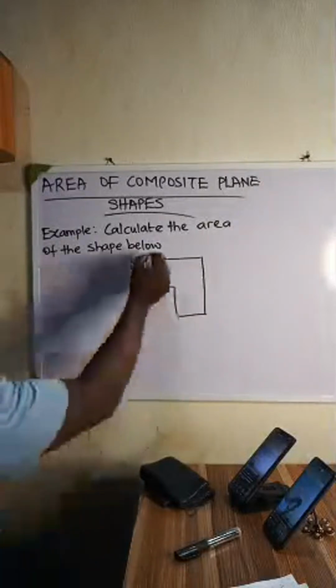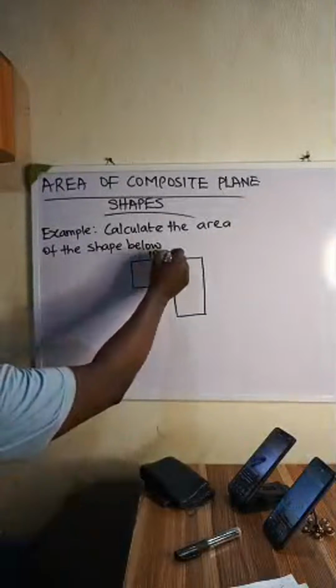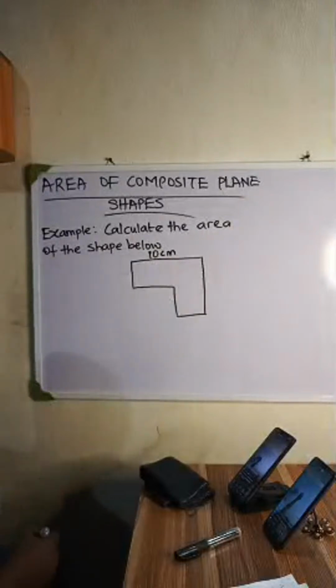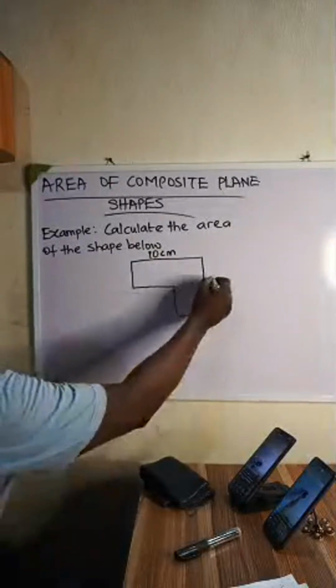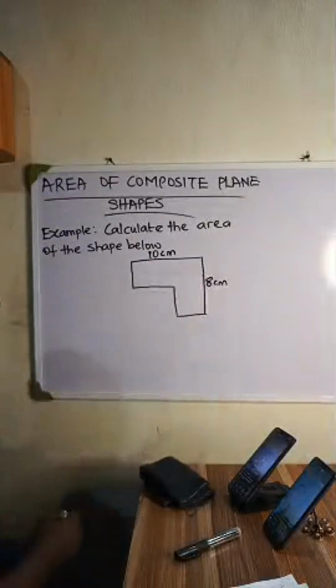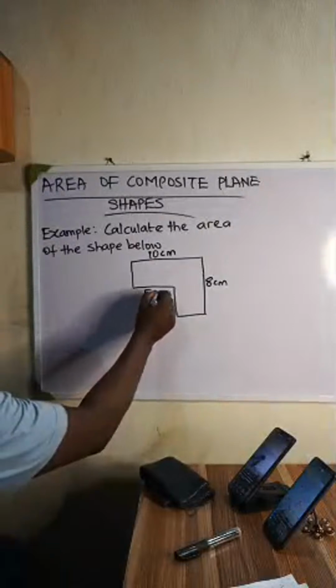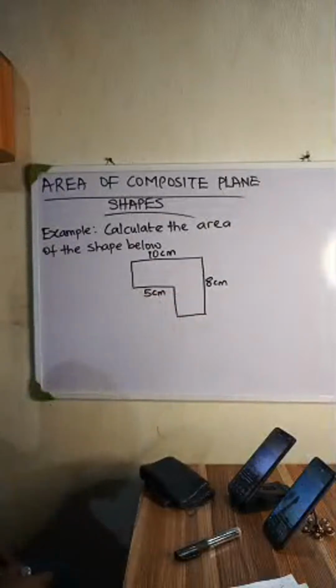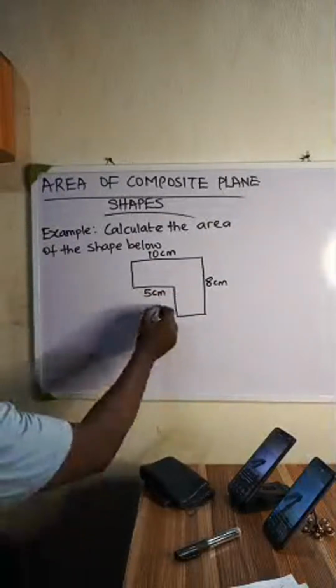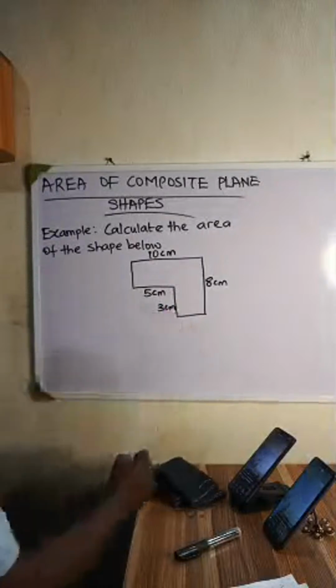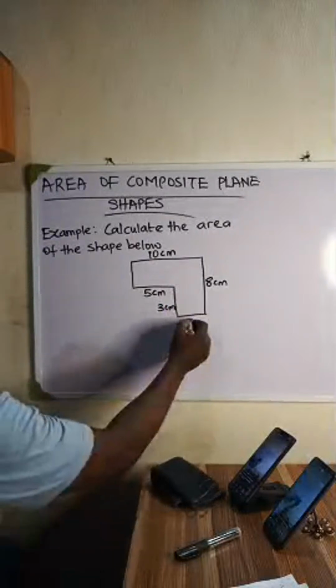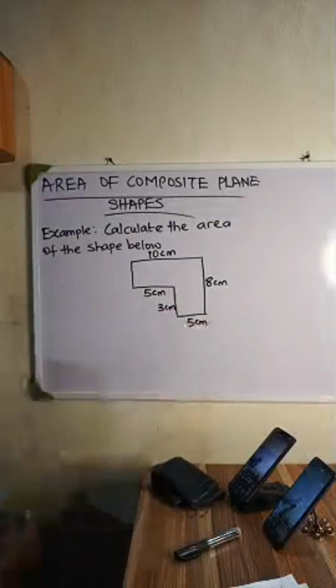So this way is 10 centimeter. This side is 8 centimeter. Here is 5 centimeter. Here is 3 centimeter. And here is 5 centimeter. So we're expected to calculate the area of this shape.